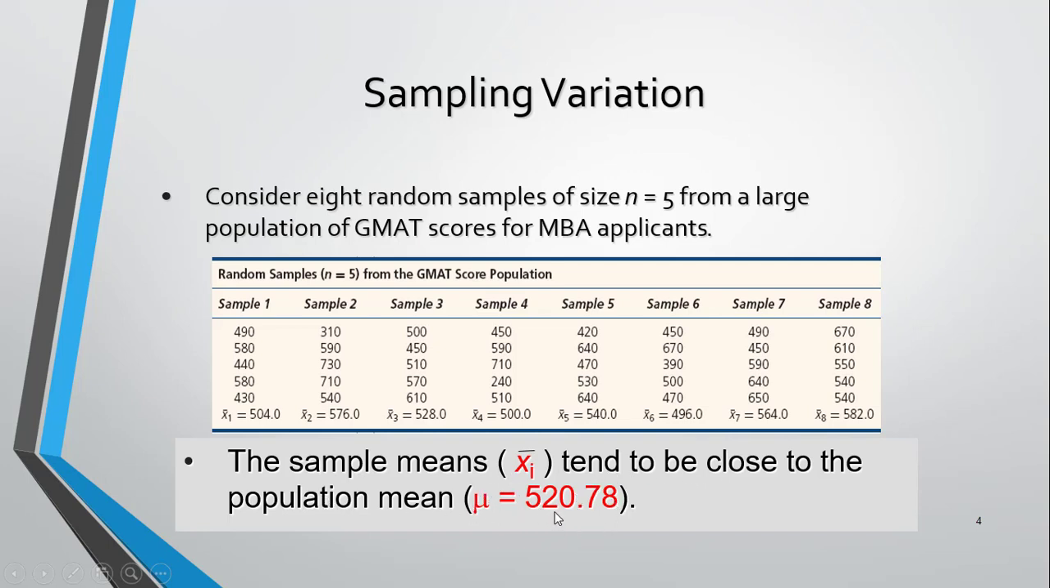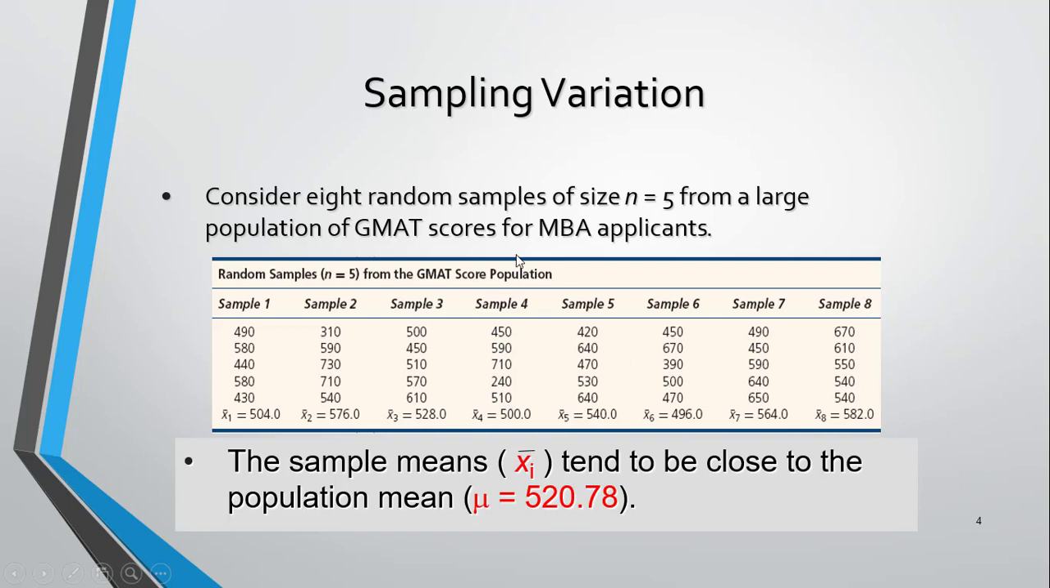That is from, I think, the agency called the Educational Testing Service, ETS, right? They have all the scores for all the hundreds of thousands of people taking the test. They can calculate the mean, right? So the mean we know is 520, right? Now, let's look at sample 3. You get 500, 450, 510, 570, and 610, right? The average is 528. You can do the same for samples 4, 5, 6, 7, 8, okay?